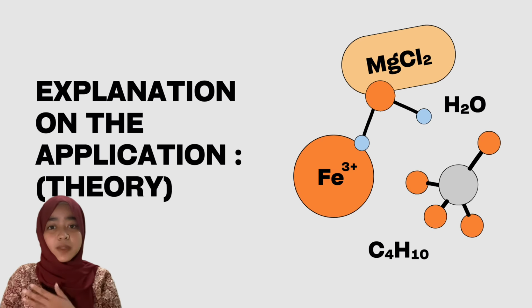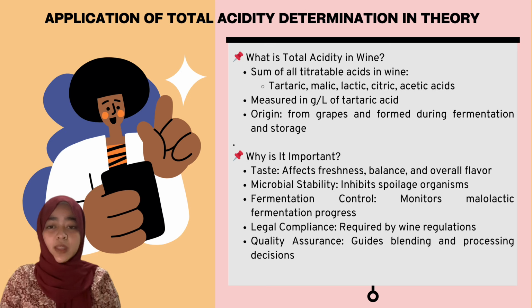Okay, next, let me explain the application of total acidity determination in theory. Total acidity is the sum of all the measurable acids in wine, like tartaric, malic, and citric acids. These acids come from the grapes and are also formed during fermentation. We measure them in grams per liter of tartaric acid.